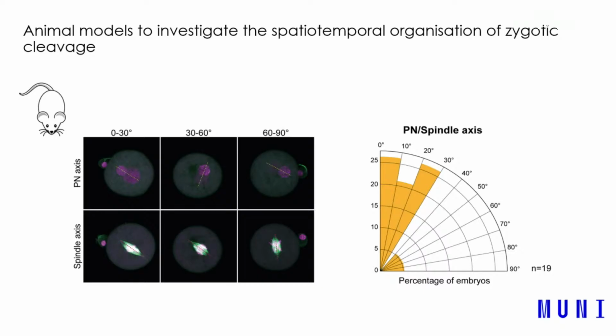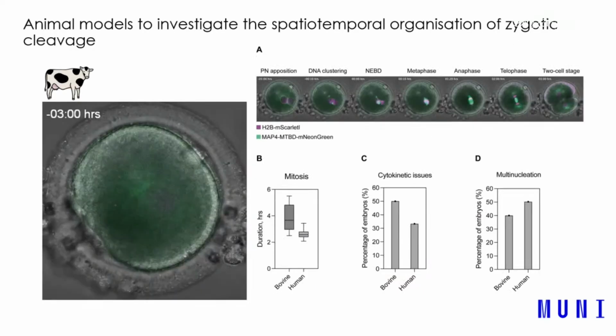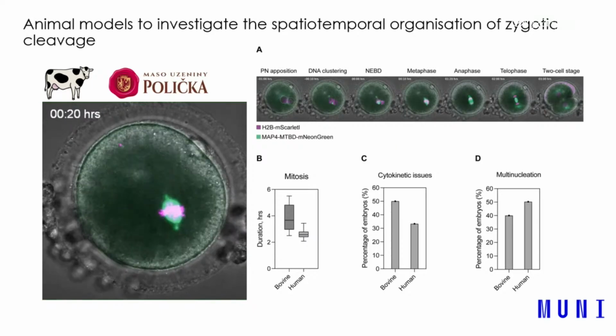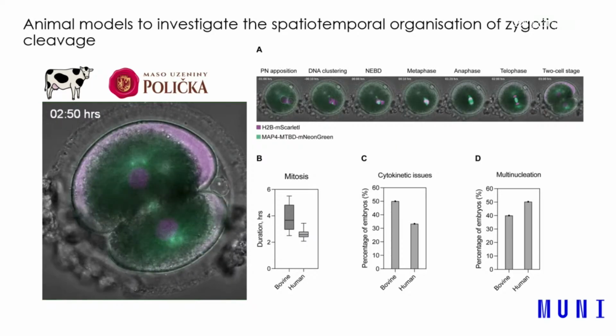So we went to another model, which is a bovine system, as also Tommaso beautifully introduced earlier. At this point, I would like to shout out to our local ham and sausage producer for the opportunity to get the ovaries from the slaughterhouse. And what we saw is actually that bovine zygotes really resemble human ones.